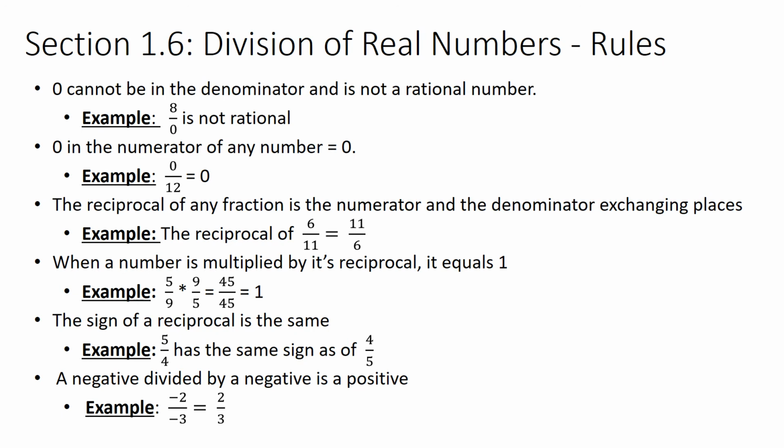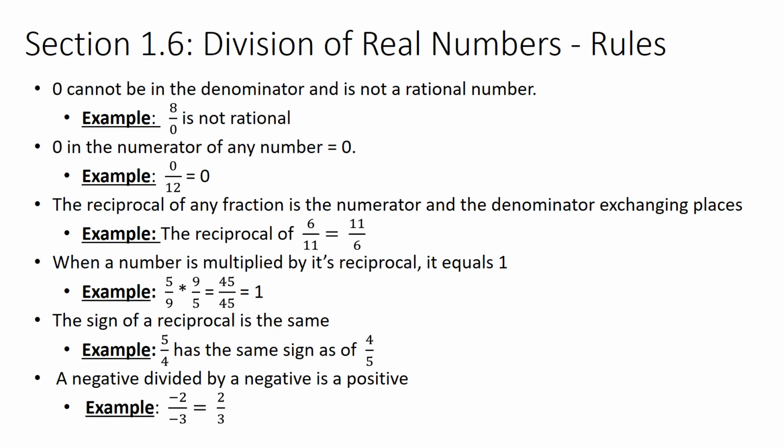Division. I want to go over a few rules first with division. First, we cannot have a 0 in the denominator. Because we're talking about division, we're basically talking about fractions here, and we can't have 8 pieces of nothing. Anytime you have a 0 in the numerator, it's always 0. The reciprocal is simply the flipping of the fraction. The reciprocal of 6/11 is 11/6.